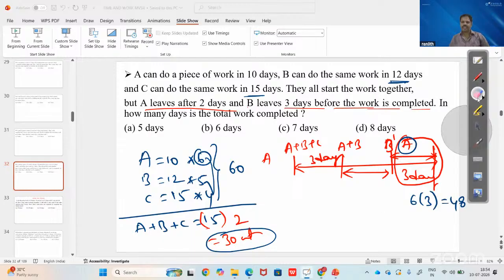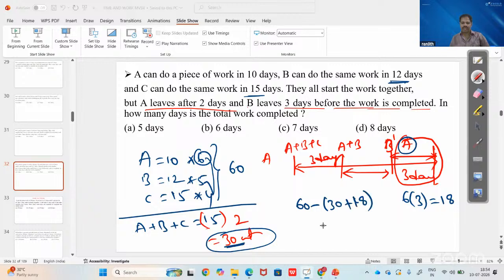6 into 3 is 18. Sorry, 6 into 3 is 18. Total equal to 60, minus initial 2 days 30 units. Last 3 days 18. So that is 30 plus 18, 48 units of work is completed. So that is 60 minus 48 is equal to 12.